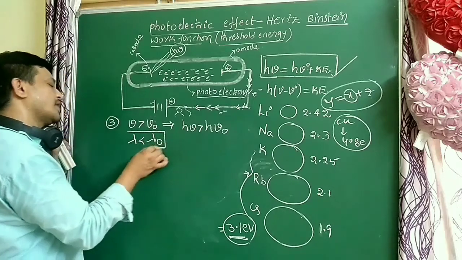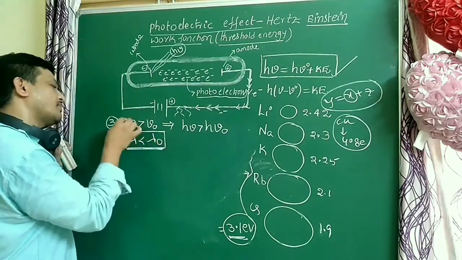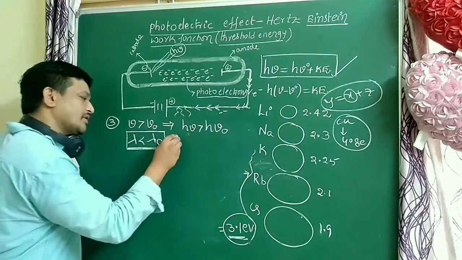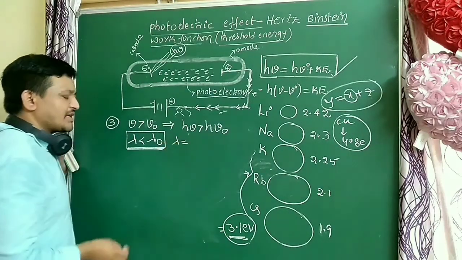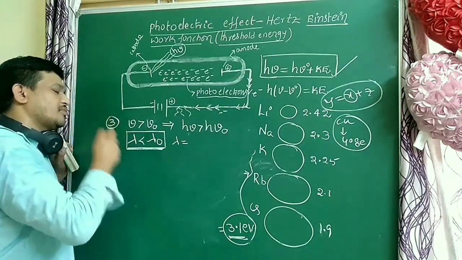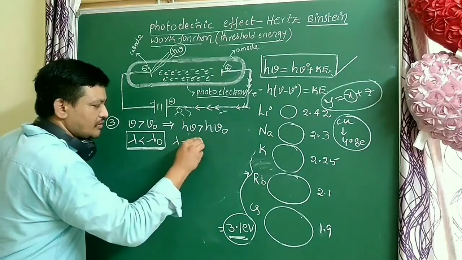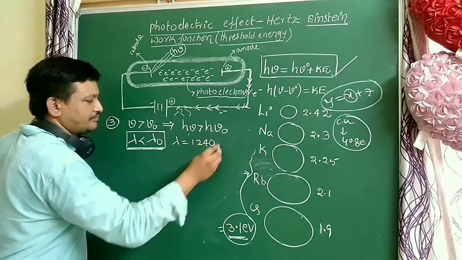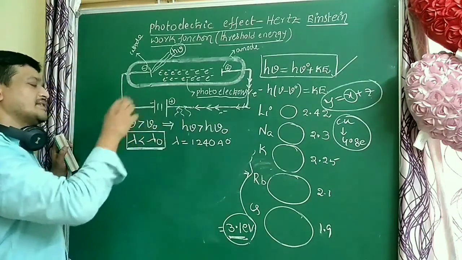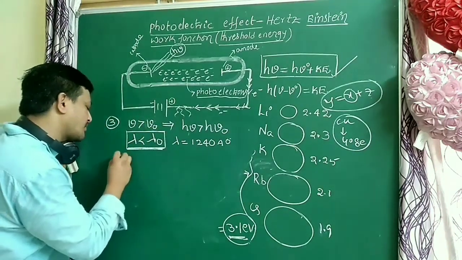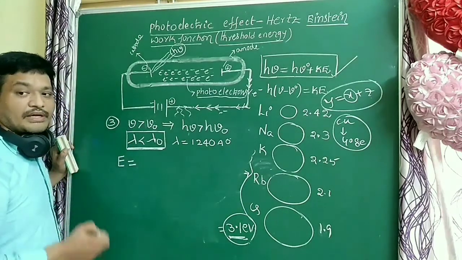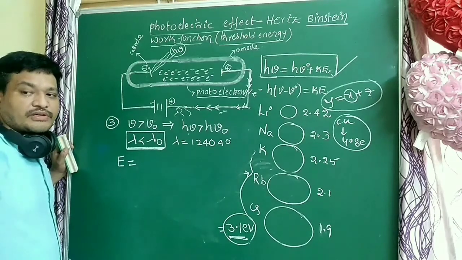Less wavelength, more energy. More frequency, more energy. That is very, very important. For example, we take the wavelength. Energy is not given directly; wavelength is given. How to calculate the energy? By a simple formula. Here the wavelength 1240 angstroms is given, so very less wavelength, so more energy. So energy equals, what is the formula, students?